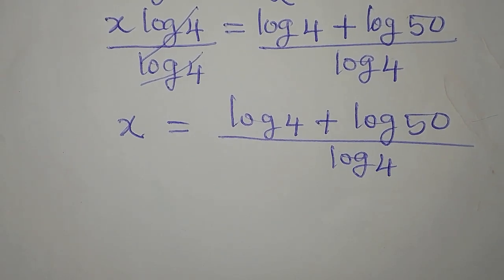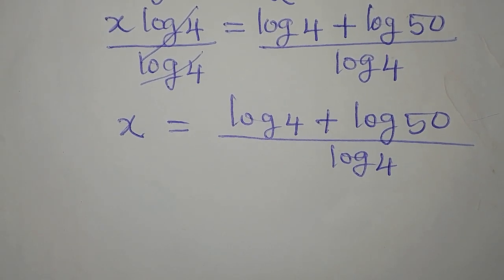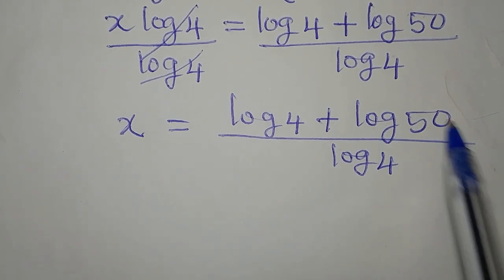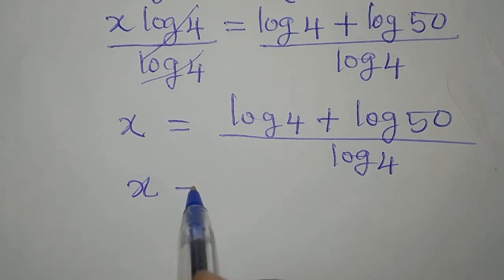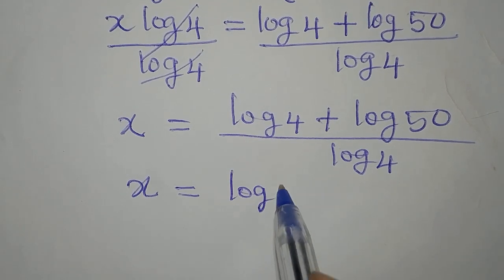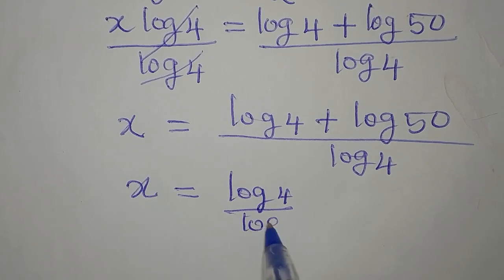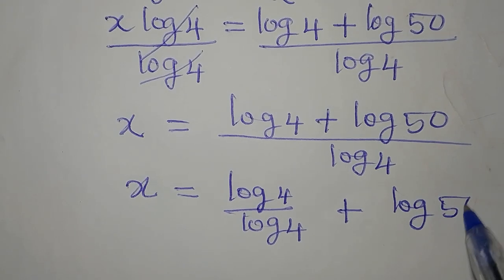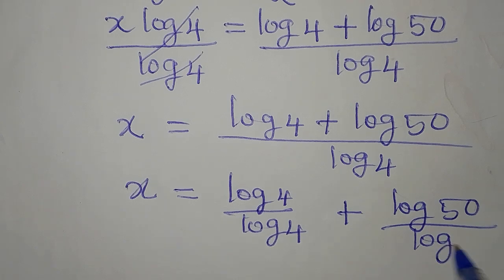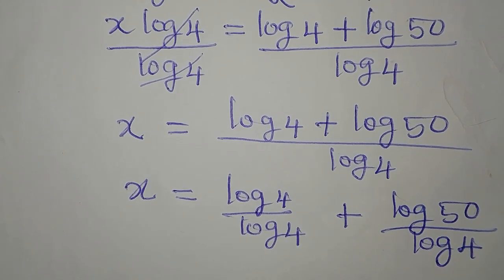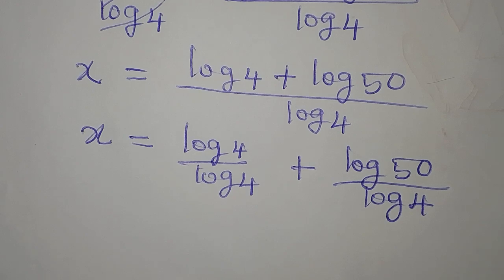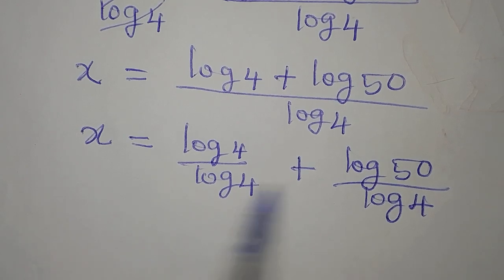But then you should also know that this log 4 here is for both numerators. So our x would now be log 4 over log 4 plus log 50 over log 4. And then I can apply what we call change of base to what we have here, so that they will be in the same base.